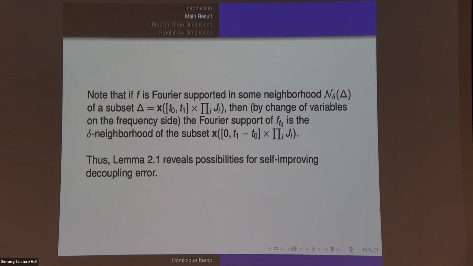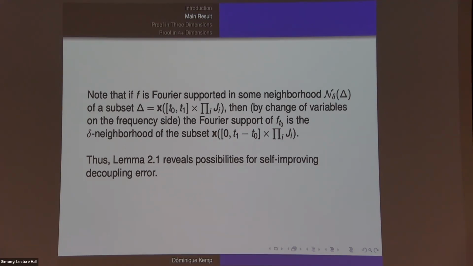Right. Okay, now why is this useful for decoupling, even iterative decoupling? Well, let's say that in the course of our proof, we have some function f that is Fourier supported in the neighborhood of some subset delta, just having this general form here. Then the Fourier support of f_T0 is somewhere special. It's in this new subset, which in particular now has the t coordinate bounded by the length of this former interval.